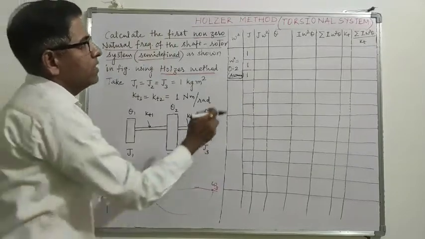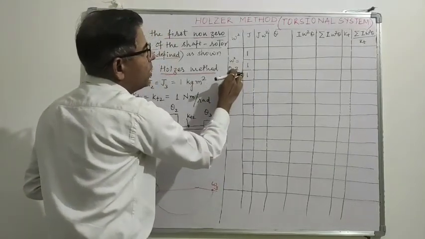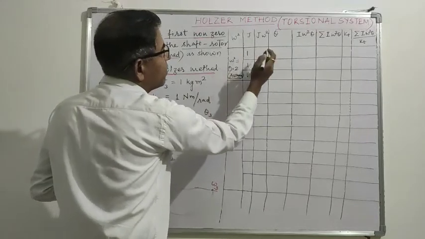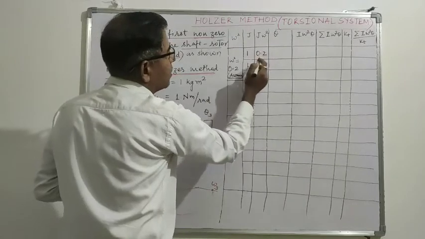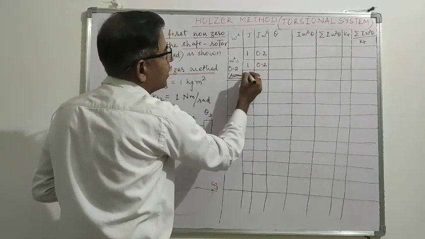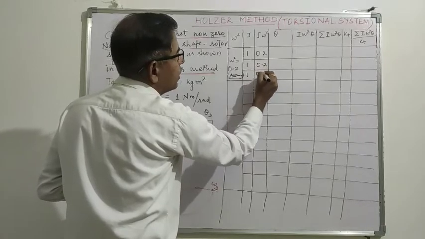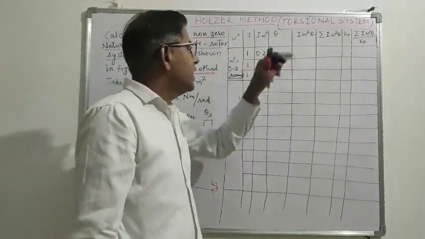Okay, then the next column is J omega square. So omega square is 0.2, and 0.2 multiplied by 1, the answer is 0.2. Again 0.2 multiplied by 1, the answer is 0.2. Okay. Then theta.